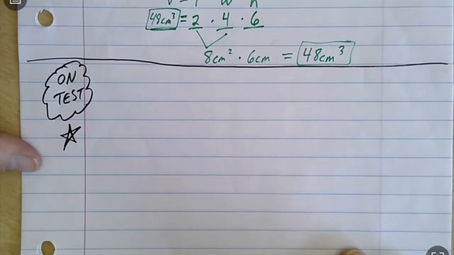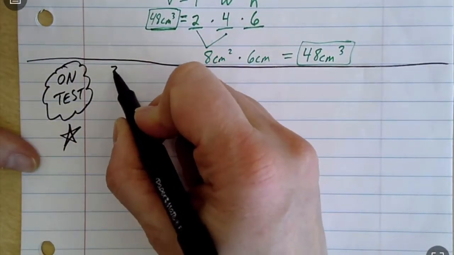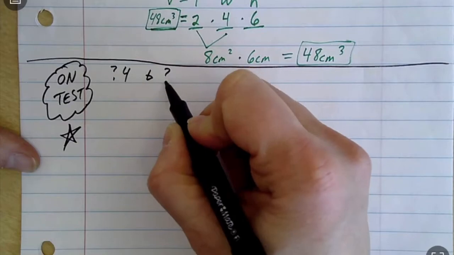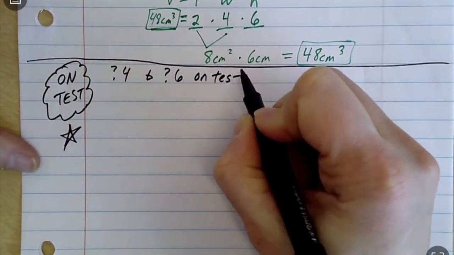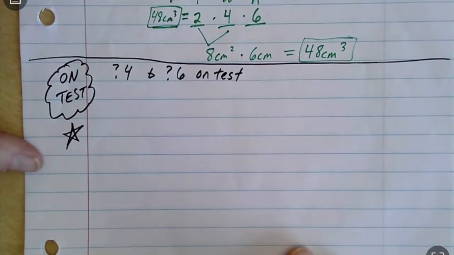This is why we're writing in your notes. You'll have something similar to this: question 4, and similar to question 6 on your test. So I want to make sure you really understand this.